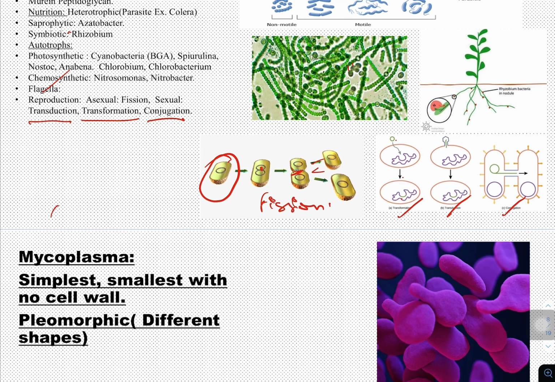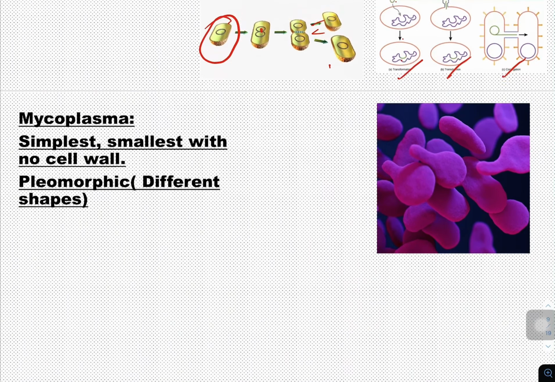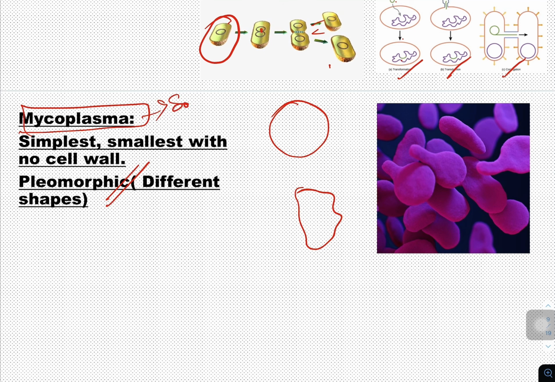Next is the next group of bacteria called Mycoplasma. The very interesting point is that they don't have a cell wall. Their plasma membrane is directly exposed. They do not have any proper shape; they are of different shapes, hence they are called pleomorphic. The main important point to consider is that mycoplasmas are the smallest organisms.